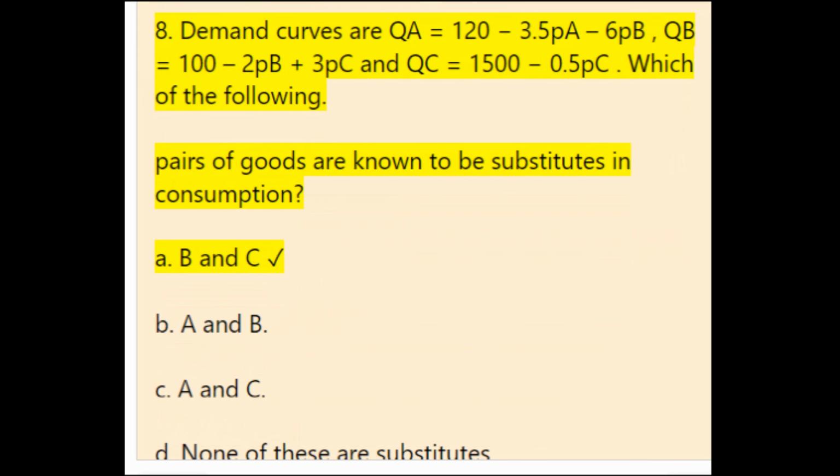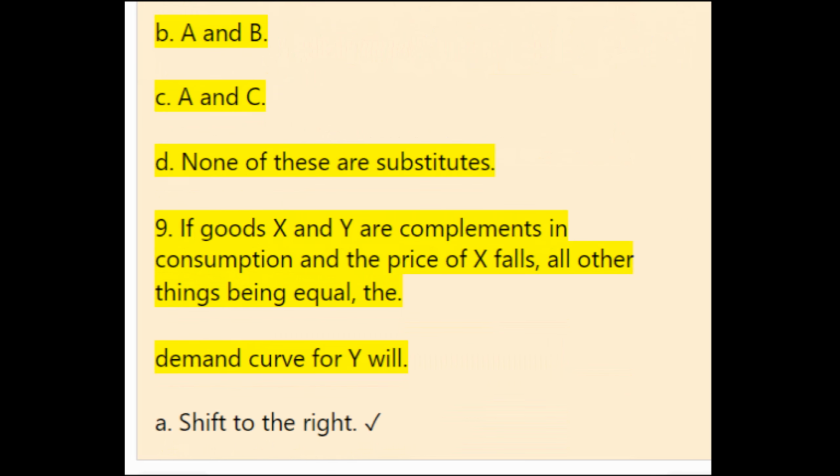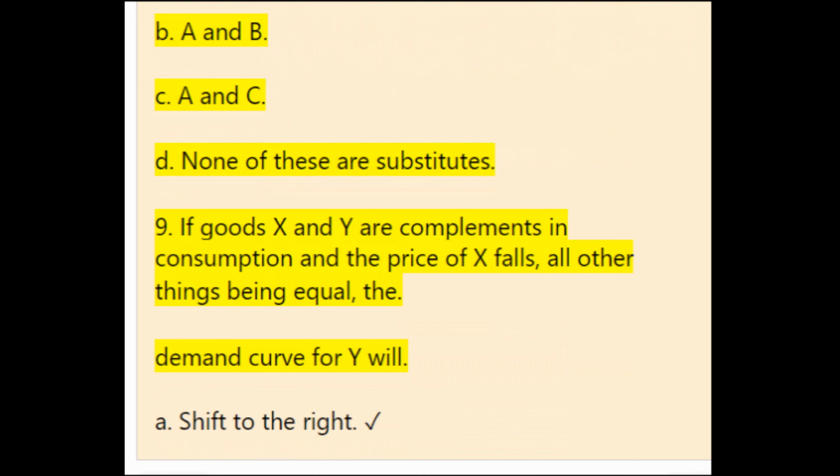8. Demand curves are QA = 123.5 - Pa + 6PB, QB = 100 - 2PB + 3PC and QC = 1500 - 0.5PC. Which of the following pairs of goods are known to be substitutes in consumption? A. B and C. B. A and B. C. A and C. D. None of these are substitutes.